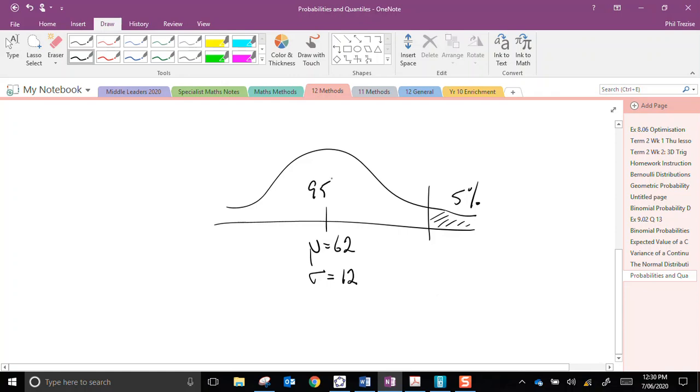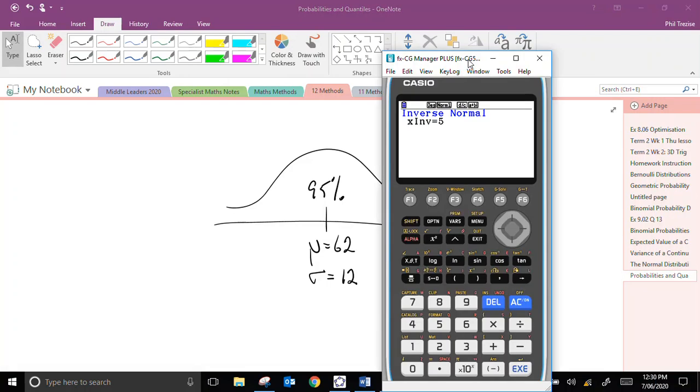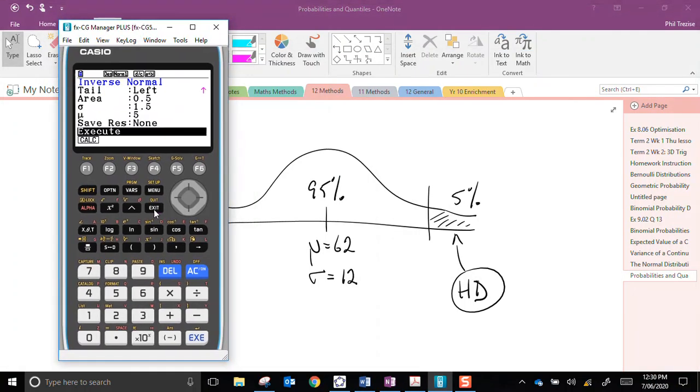So this area on the left represents the 95% of the population. And the people who are here on the very, very top, I'm going to award them a high distinction grade because they're in the top 5% of the class. So what would I do? I'd come over to here and I would need to say it's a left-hand area of 0.95. My standard deviation is 12 and my mean is 62.